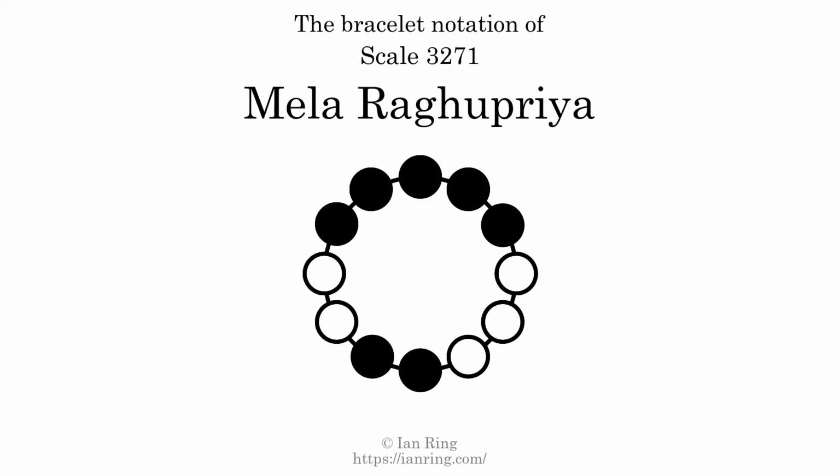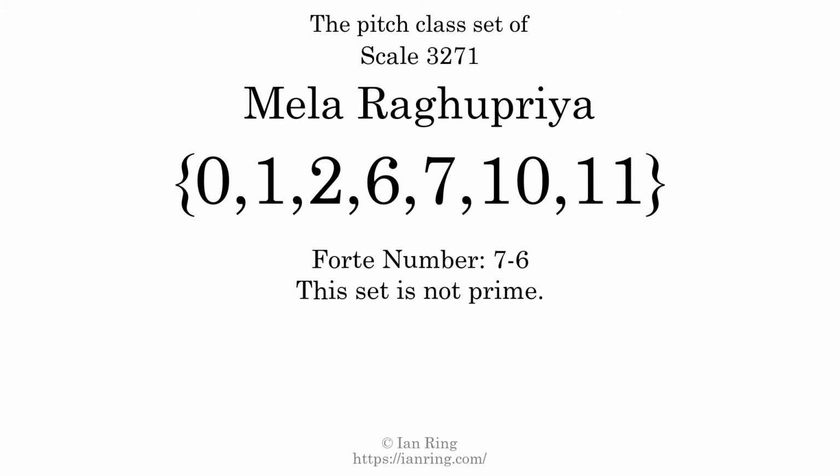This is a bracelet notation diagram of scale 3271. The shaded circles represent tones that appear in the scale, and they are read clockwise, starting at the top. The pitch class set for this scale is 0, 1, 2, 6, 7, 10, 11. The fourth class is 7, 6. This set is not prime.